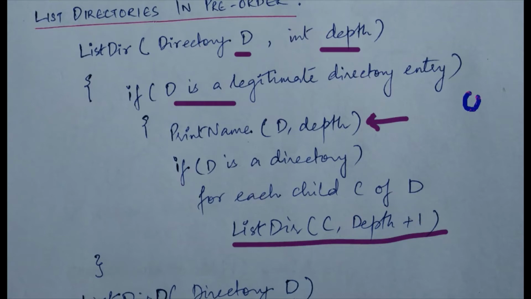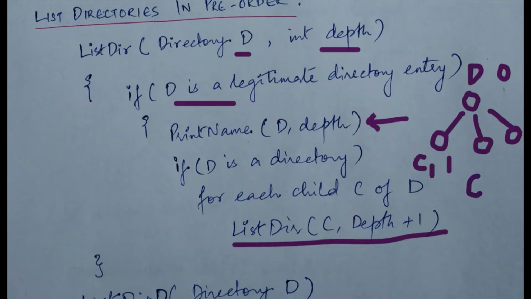For example, I have this directory and I have 3 subdirectories under it. Then this is your D. So I call this list directory on D with depth 0. Then for each child in a for loop, I'll call this function on the first child with a depth of 1.